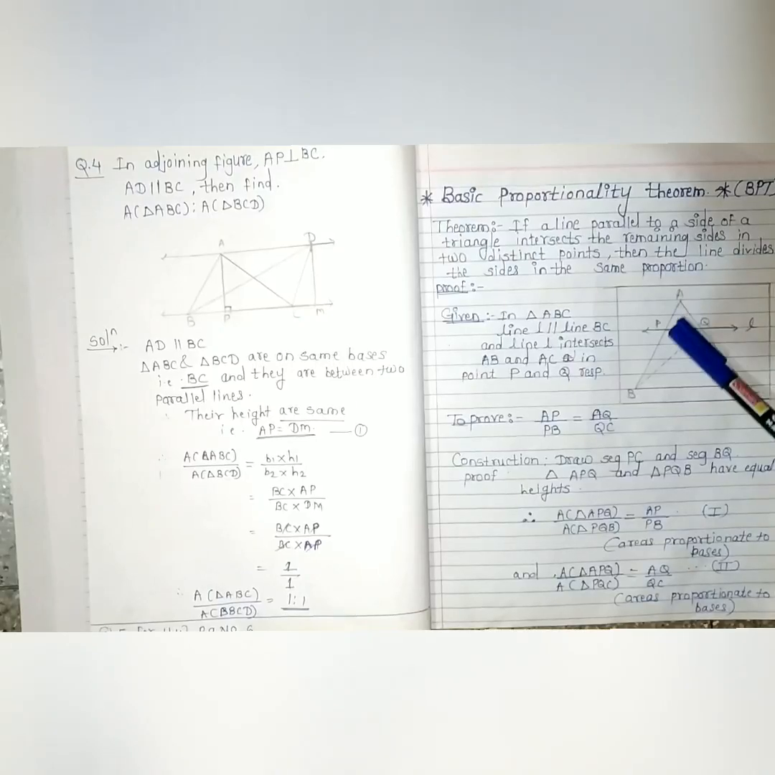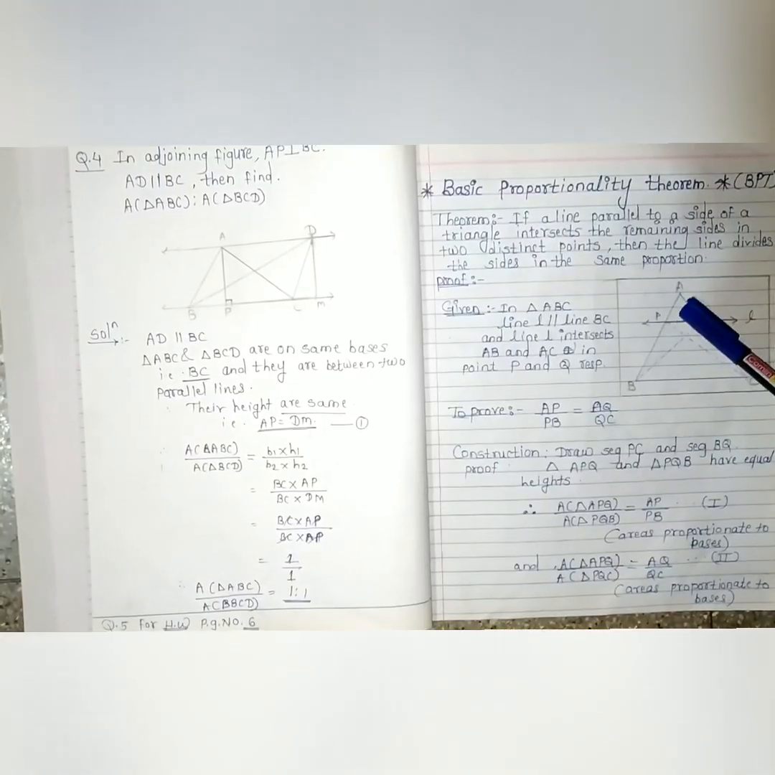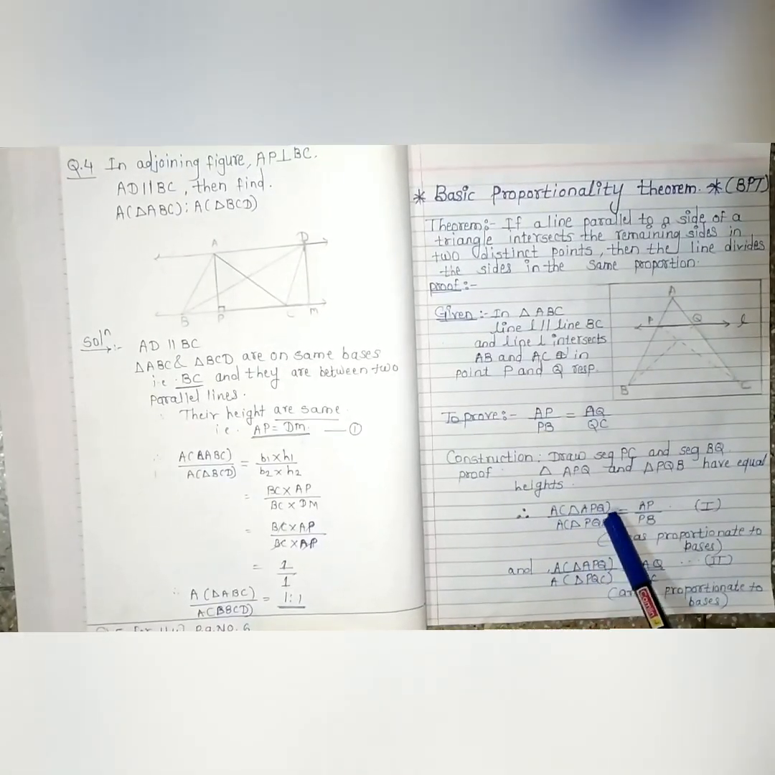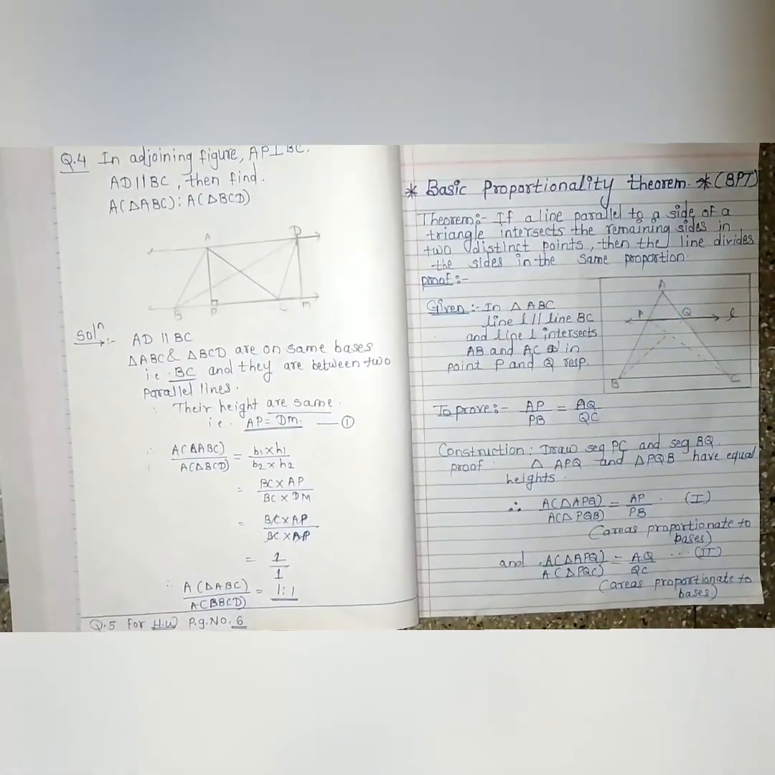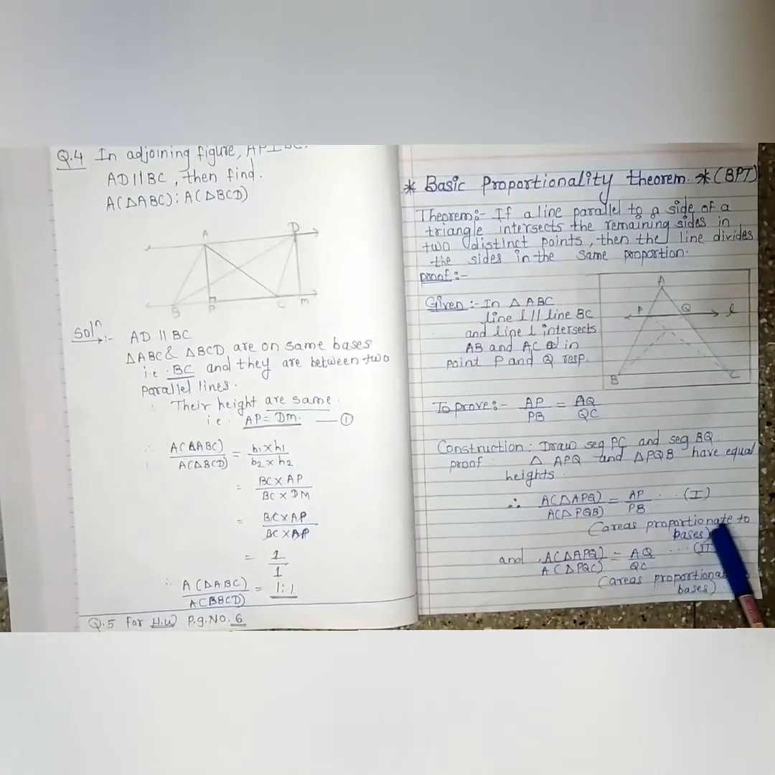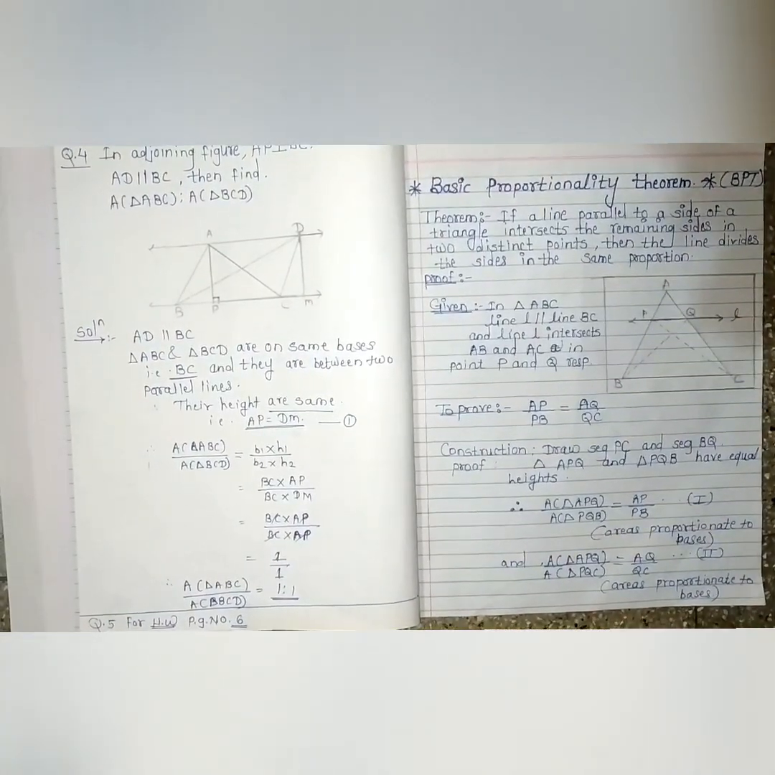If two triangles have equal height, then the ratio of their areas is in proportion with their bases, by using this property. Therefore, area of triangle APQ upon area of triangle PQB is equal to AP upon PB, where AP and PB are the bases of triangle APQ and triangle PBQ. This is called first. What is the reason? Areas proportional to bases. Since these two triangles have equal height, their areas are in the proportion of their bases.